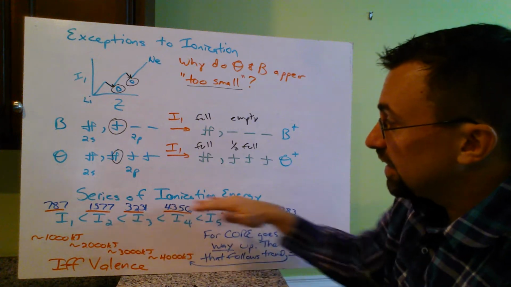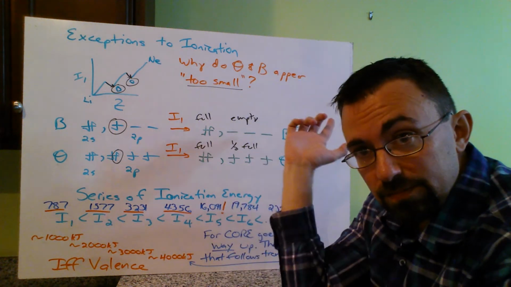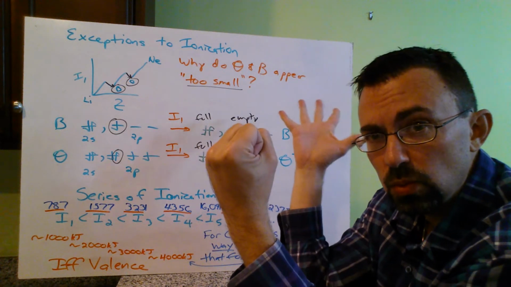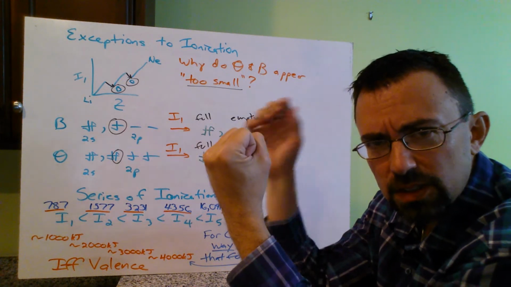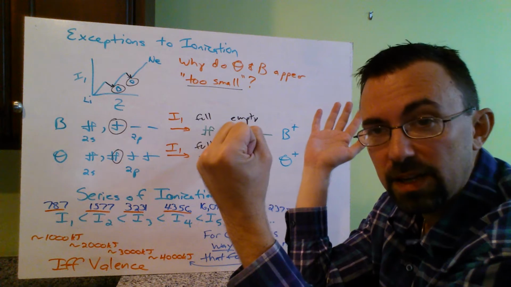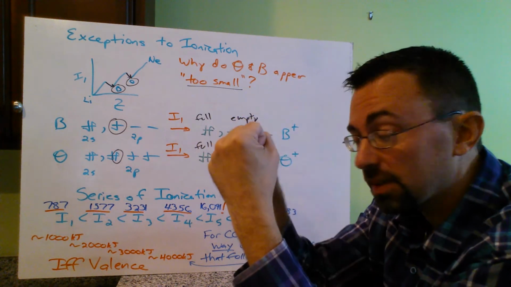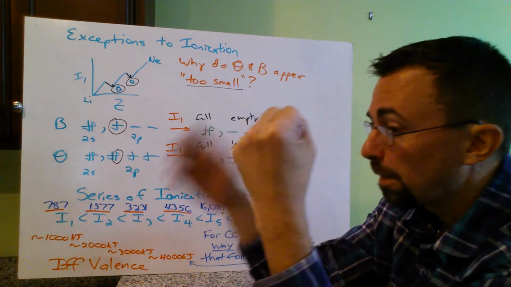Let's talk about series of ionization energy. So we remove the first electron. We leave behind something with a positive charge. Remove the second electron, positive 2. It's getting harder to remove these electrons. Remove the third one, I've got to pull it off with positive 3. Pull off the fourth, we leave a positive 4. So the charge is getting bigger and bigger and bigger. It's getting harder to pull these electrons off.